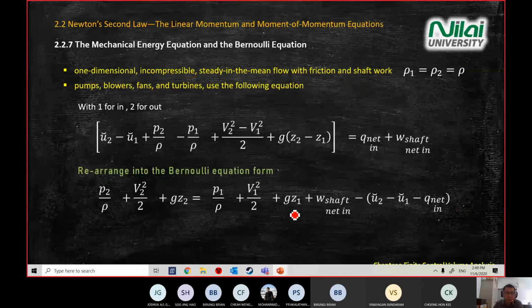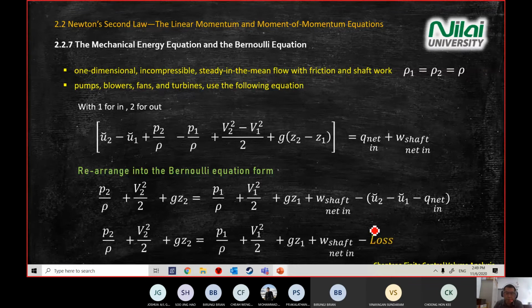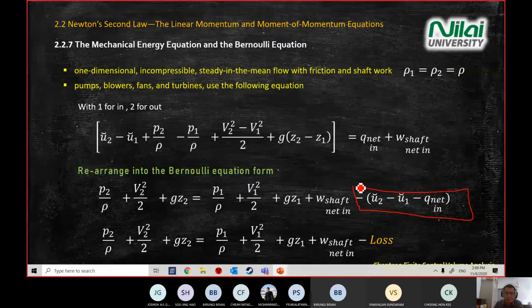All right, so we rearrange back to Bernoulli just now, just to compare what happened between them. Again, we prove that we have a loss behind our equation. This slide just shows you that what happened in our mechanical energy equation can become a loss, just a general term for these three, right?